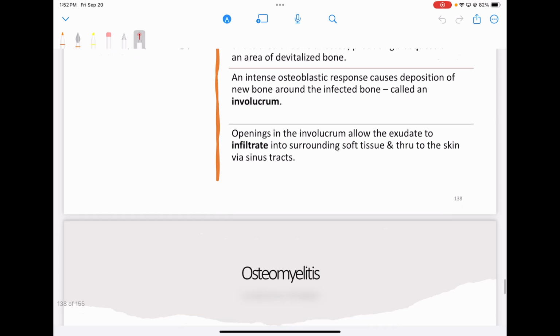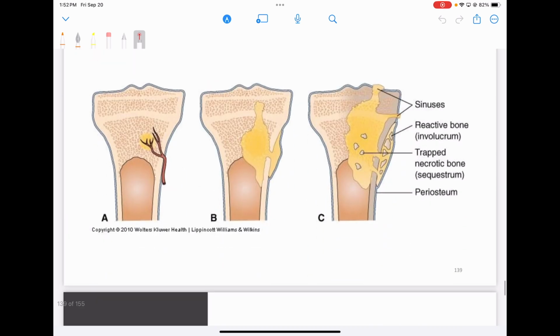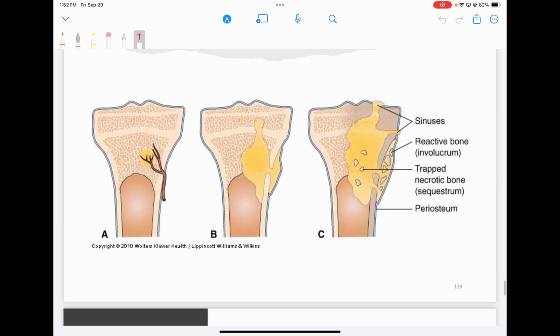Okay, and here's just the phase that we talked about. Here is that involucrum. All these little pieces of bone that are just floating around, we want to get rid of them. Again, they're trapped. That's that sequestrum. So they can't go anywhere, but we have to get rid of them as well.